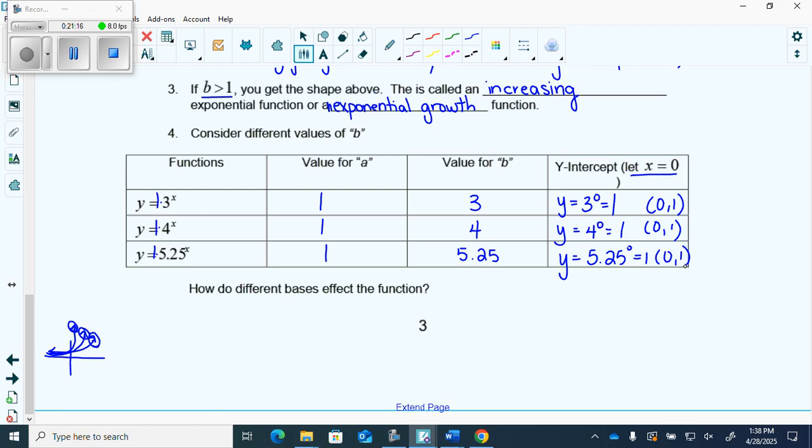So how do different bases affect the function? It makes it grow faster or slower, correct? Close to the y-axis or not. Okay, next page.